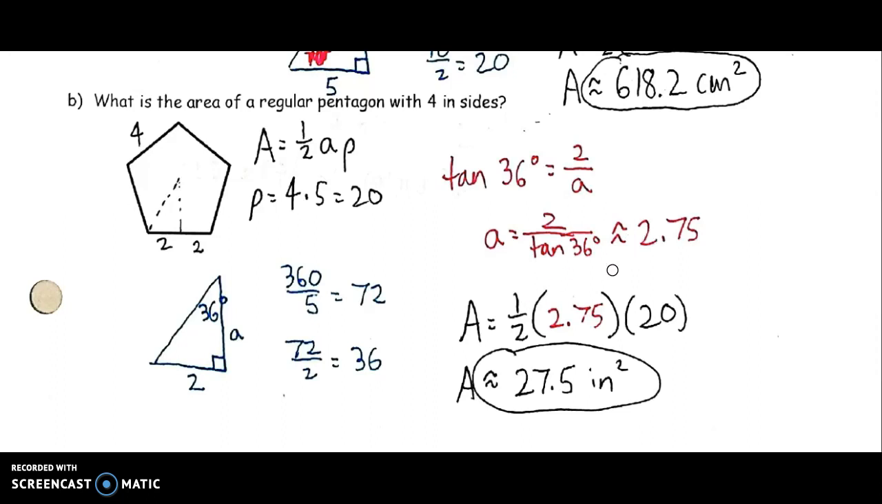So now that I have those two pieces, we found the perimeter from earlier, 4 for the side length, 5 sides, 20 is the perimeter, and once I substitute in that apothem length, 1/2 of 2.75 times 20 should come out to about 27.5 square inches. And again, could round that also to the nearest whole unit, depending on what we're asked for.